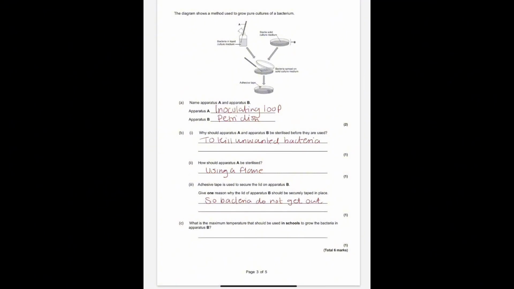Right, let's move on to the next question, which is going to be B II. How should apparatus A be sterilized? Apparatus A is the inoculating loop, and we're just going to sterilize that by using a flame. You can write down using a blue flame. I don't think you need to write down blue, but you can just write down using a flame, and that will get you the mark, okay?